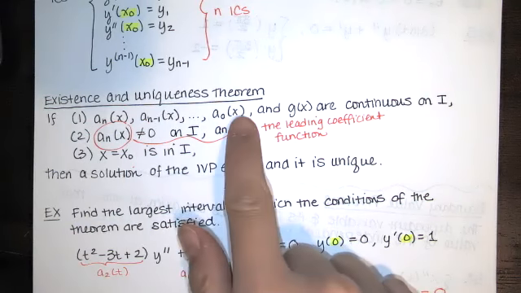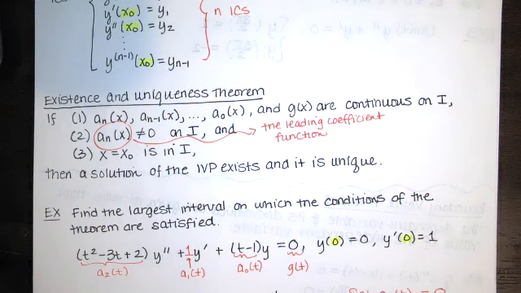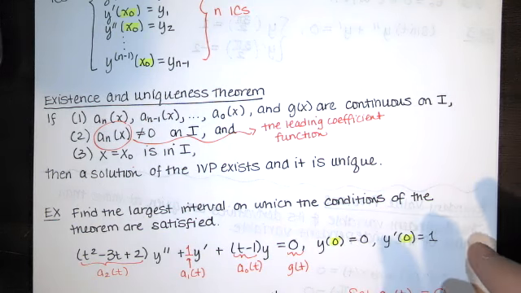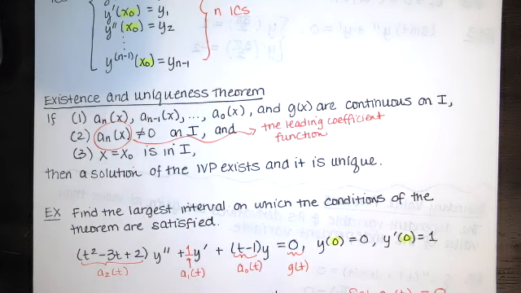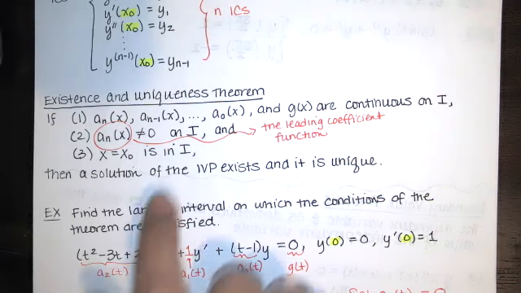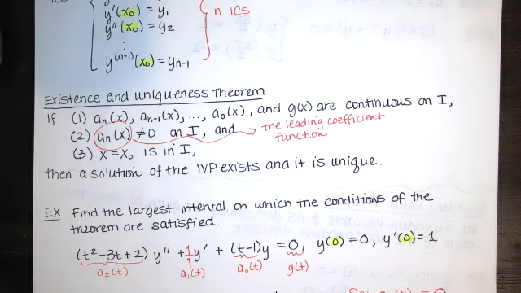Now, in order to determine the largest interval where the conditions of the theorem are satisfied, I need to think about the coefficient functions and that g of t on the right-hand side, and I need to think about where they're continuous. Well, this is a quadratic function. It's continuous all the time, so we're fine there. This is a linear function. It's actually a really simple linear function. It's just a horizontal line, y equals 1. So that's continuous. And that's y equals 0, the 0 function. It's continuous all the time. So all of these are continuous for all real numbers, so those are not going to cause any restrictions on that interval I that we're interested in.